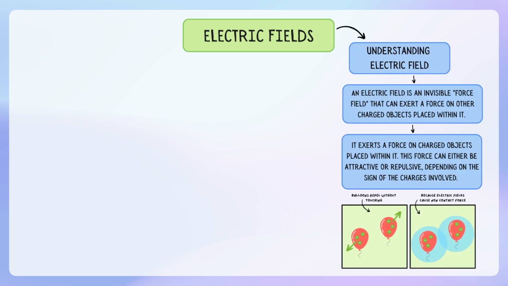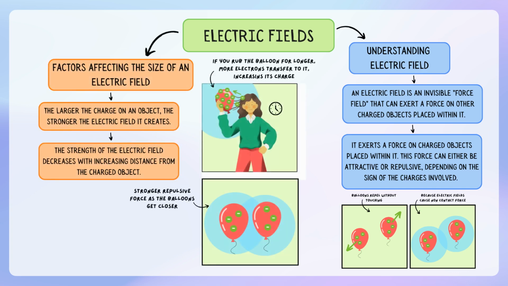In today's lesson, we delved into the concept of electric fields and their significance within the broader context of electricity. We began by defining an electric field as a region around a charged particle where a force would be exerted on other charges. We then discussed how the strength of an electric field is determined by the amount of charge and the distance from the charge. In the next lesson, we will build up on this by looking at electric field diagrams.